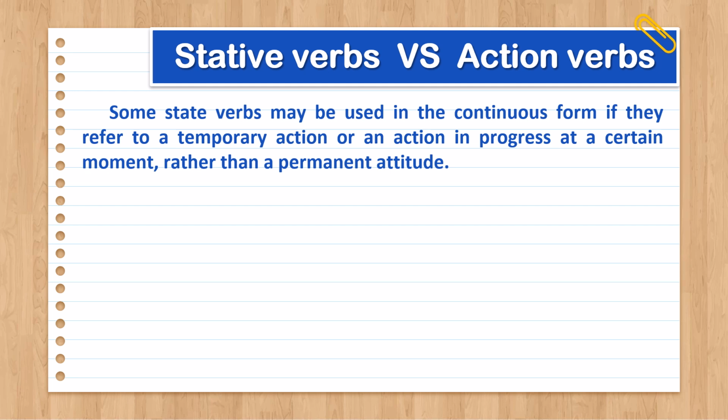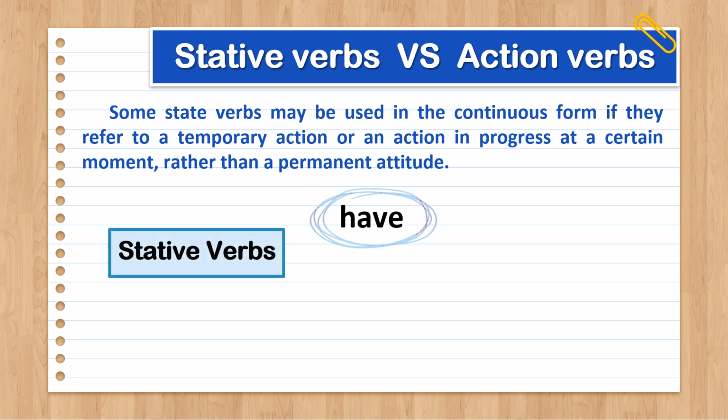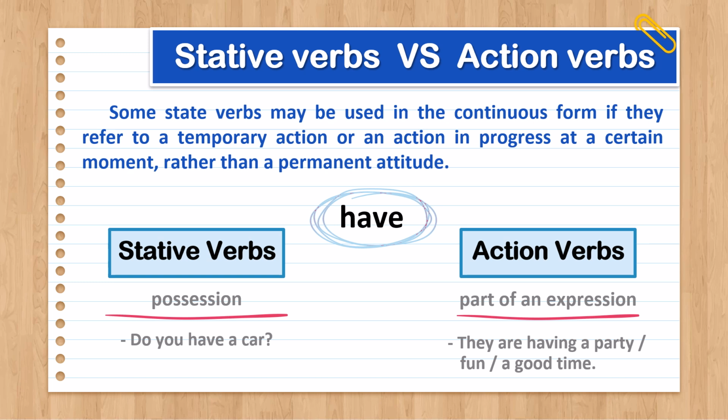Some verbs can actually be both stative and action verbs. It depends on the meaning. Take the word have. In this sentence, do you have a car? Have means possess. That's a stative verb. But in they're having a party, having is part of an action, like doing an activity. It's an action verb here. So even the same verb can change depending on the meaning.